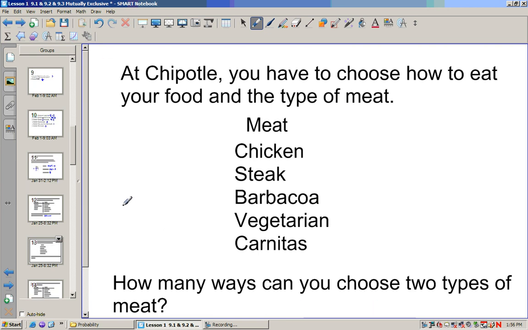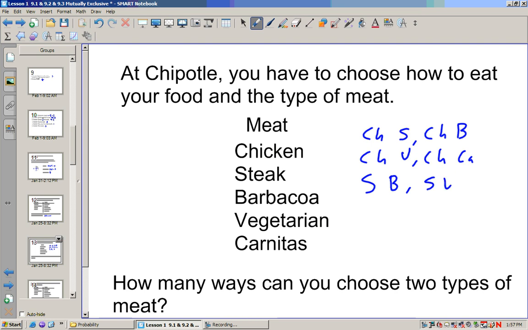How many ways can you choose 2 types of meat? If I'm just looking at the meat, how many different ways can I choose 2 types of meat? Well, we could do chicken and steak, chicken and barbacoa, chicken and vegetarian, and then chicken and carnitas. Then we could do steak and barbacoa, steak and vegetarian, and steak and carnitas. Then we could do barbacoa and vegetarian, barbacoa and carnitas, and the last one would be vegetarian and carnitas.